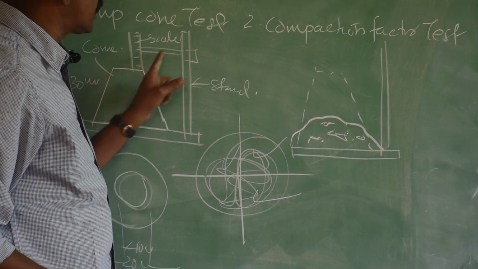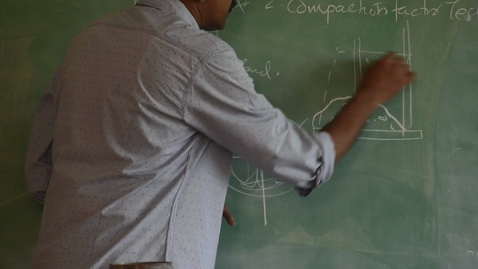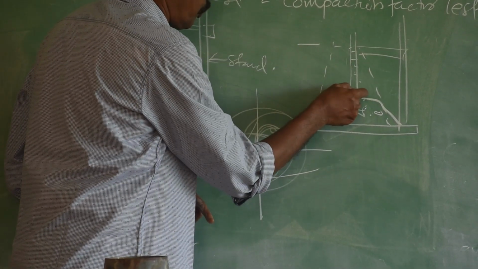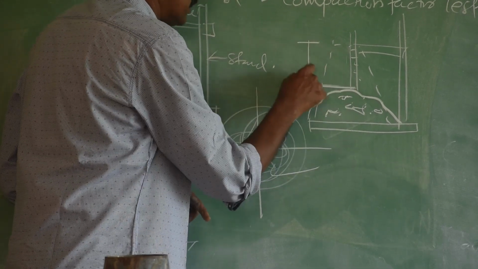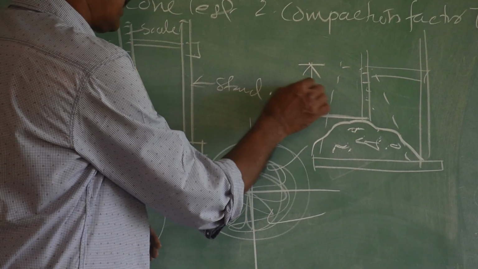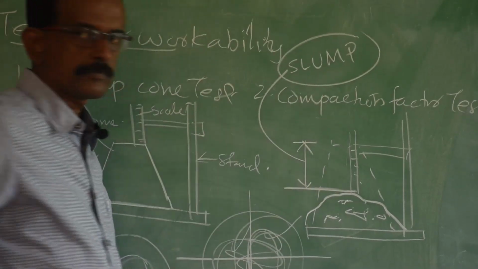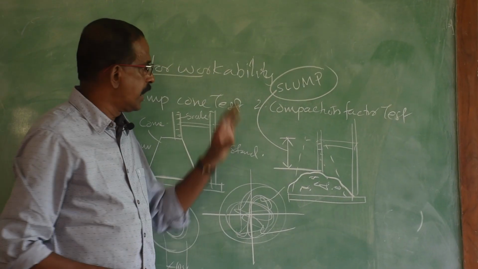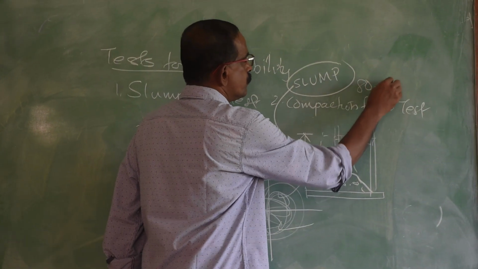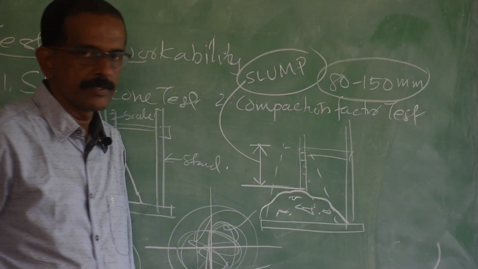Now, with the help of this scale, you can bring down the scale and measure this height, that is the height from the top of the cone to the top of the subsided concrete. This height is called the slump of the concrete, slump in millimeters. And for normal concreting works, this value should be between 80 to 150 millimeters.